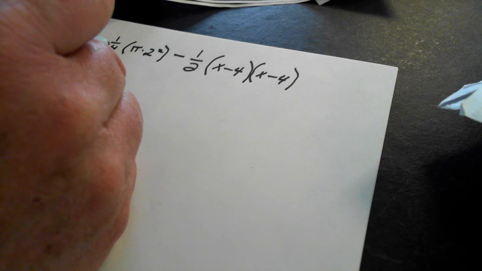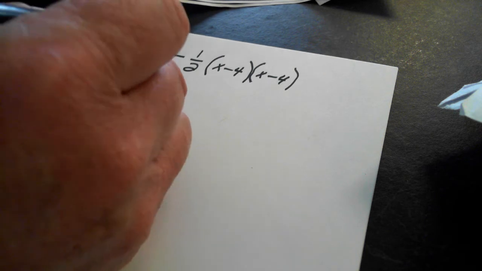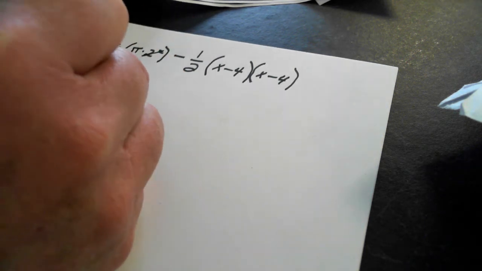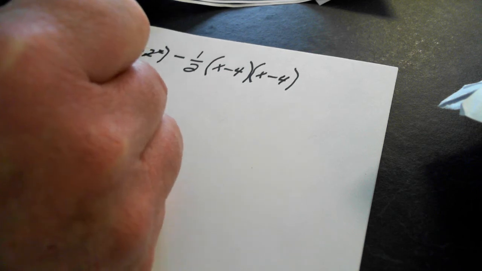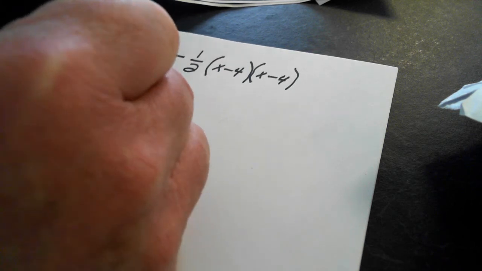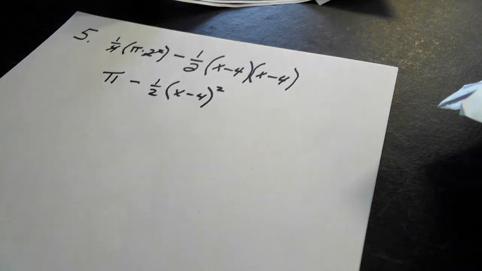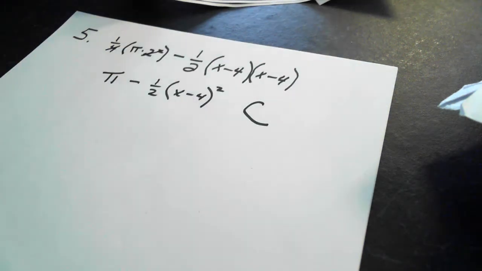And this simplifies, I think this 4 and this 4 cancel. So that's pi minus 1/2. Is there one that looks like this exactly? Well, that'd be C. We should take C.